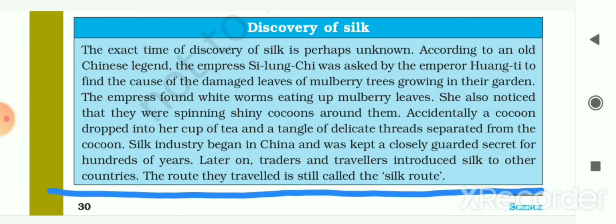The empress found white worms eating up mulberry leaves. She also noticed that they were spinning shiny cocoons around them, and accidentally a cocoon dropped into her cup of tea. As the tea was hot, delicate threads separated from the cocoon and became entangled. Entangled means there is a disarray of silk threads separated from the cocoon. So the silk industry began in China, this is how, and was kept a closely guarded secret for hundreds of years.